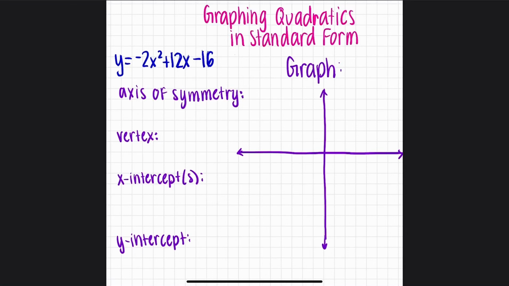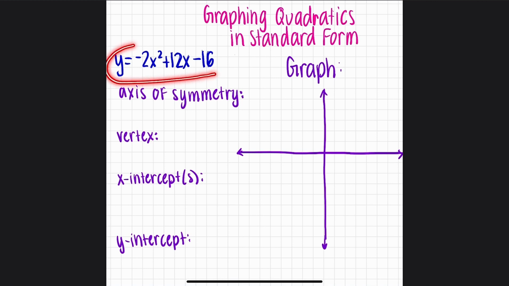Hi everyone, in this video I'm going to show you how to graph quadratics in standard form. So quadratics typically make a parabola shape, aka a U shape. So I have an example here in standard form. Standard form means it looks like this.